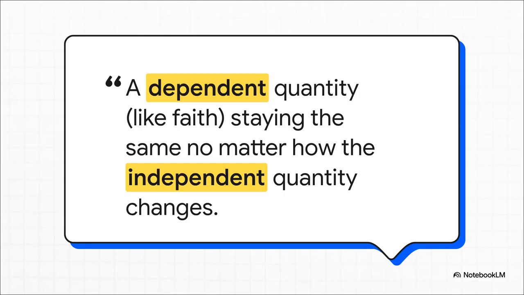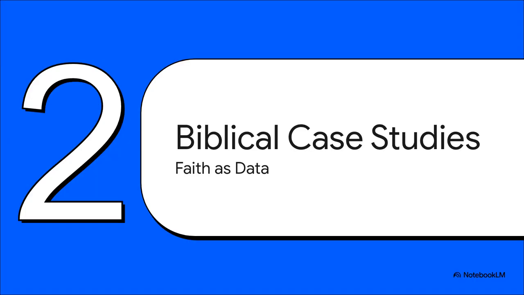This quote from the lesson itself really shows you the main idea. The whole goal is to use math to illustrate the concept of unwavering faith. They're framing faith as a dependent variable that should, ideally, stay constant no matter how much the independent variable, hardship, changes.